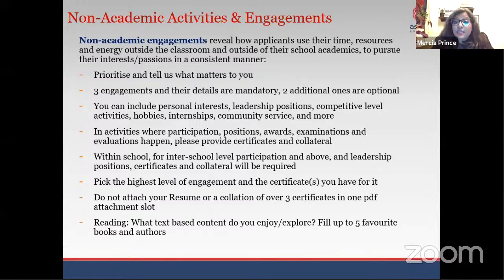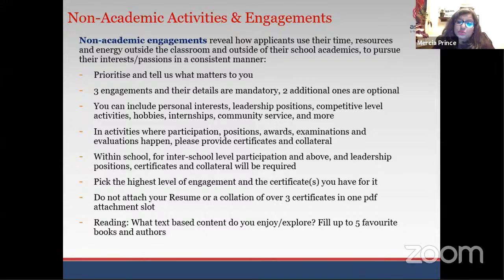It could even be something as engaging as caring for someone at home during the pandemic. So please be honest about it and put that, and we will consider it. In activities where there have been certificates, for participation or positions or awards or examinations, something where evaluations have happened, please provide certificates and collateral if they're available.